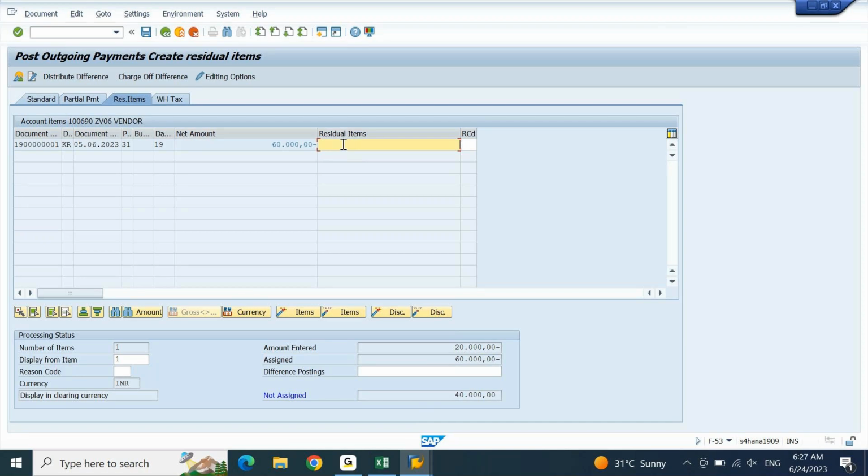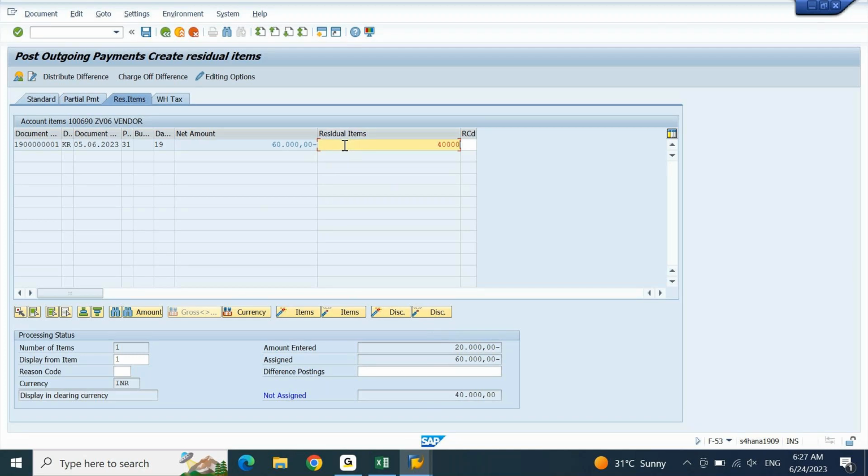If your invoice amount is 60,000 and you are planning to make a payment of 20,000, which is the amount entered, you have to deduct the amount entered from the invoice amount. 60,000 minus 20,000 will give you 40,000. This 40,000 will become the residual balance that you have to put here.